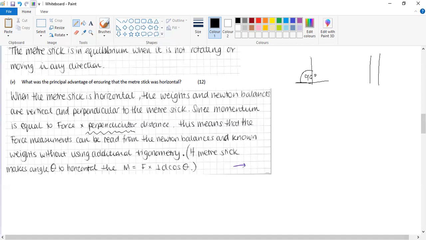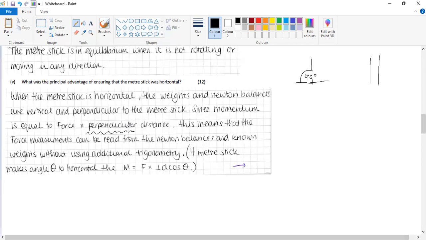The short answer is it makes our calculations easier. And then I'm saying, well, why does it make our calculations easier? Okay, because I'm going to be looking at clockwise and anti-clockwise moments, and the moment is totally dependent on you using perpendicular distance. So as long as everything's perpendicular, I'm solid. I can just read my Newtons off my balances and straight off my meter stick. I'm not doing any extra calculation.